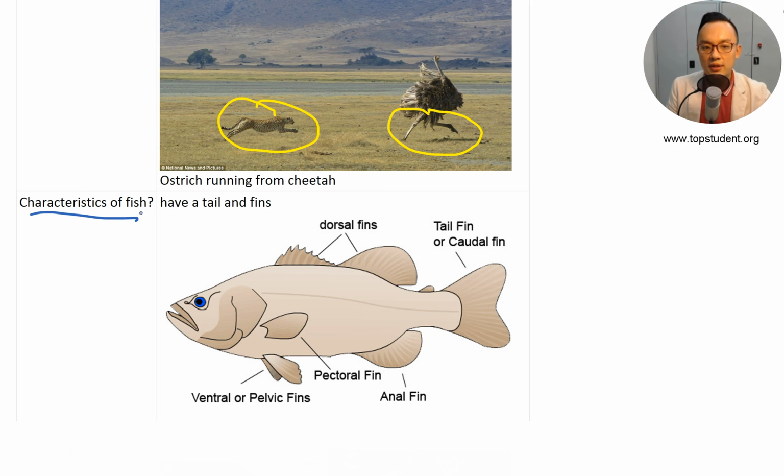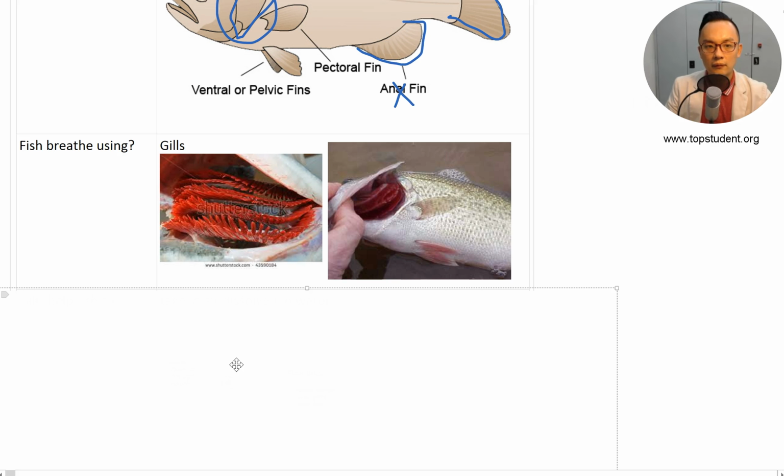So some characteristics of fish: they have a tail, so this is their tail, and they have some kind of fins over here. All right, you don't have to learn the names of the fins, that's not important. They also breathe using gills. All right, so their gills are usually located at this part. So you need to remember they have tail, fins, and they breathe using gills.